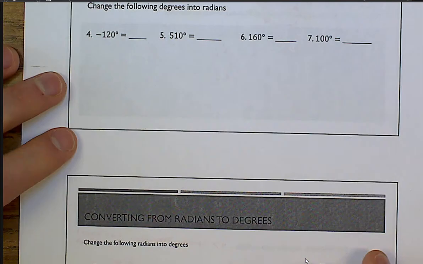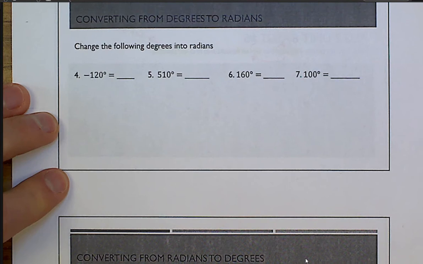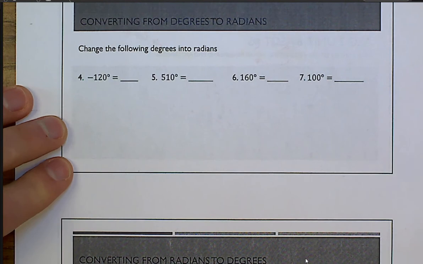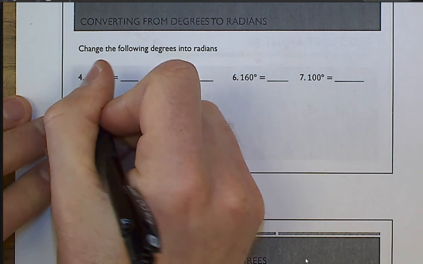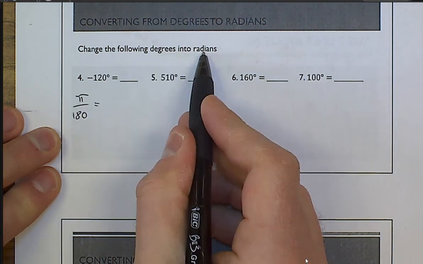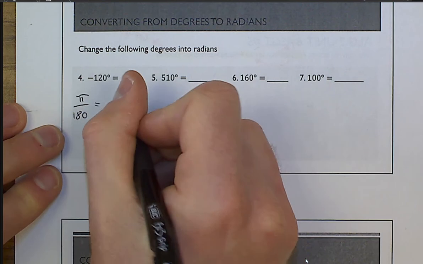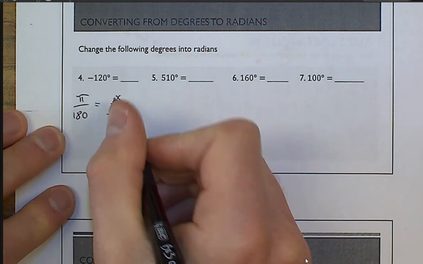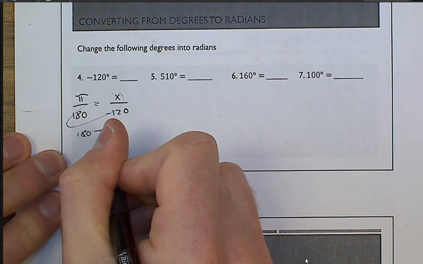I'm not even going to do all of these because it's the exact same thing. I definitely want to do number 4 because you'll notice there's a negative sign there. Don't let that scare you. It's still pi over 180 equals, we're going from the degree into radians, so that would be x over negative 120. So it's 180x, negative 120 pi.